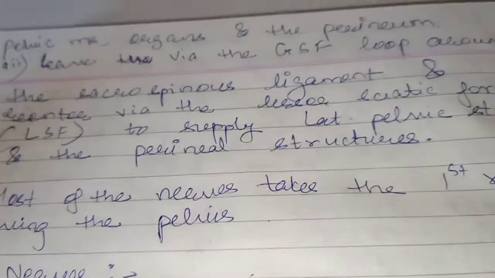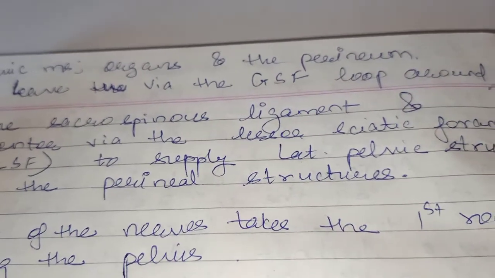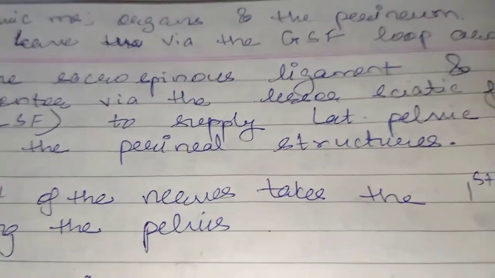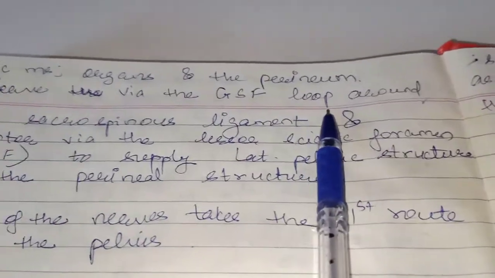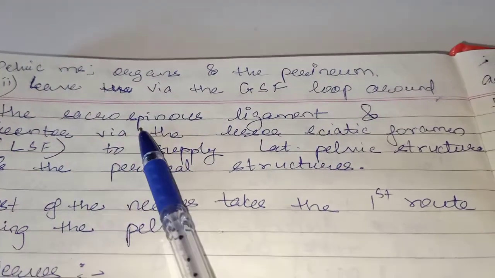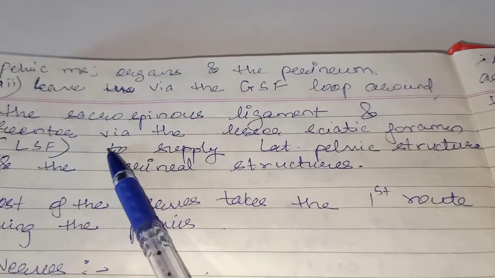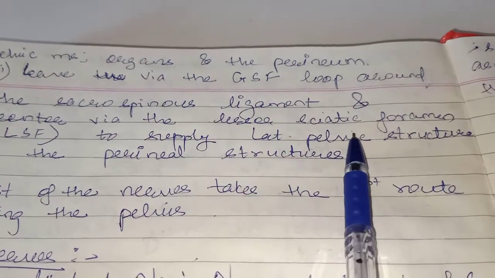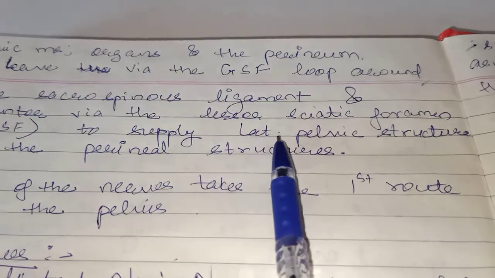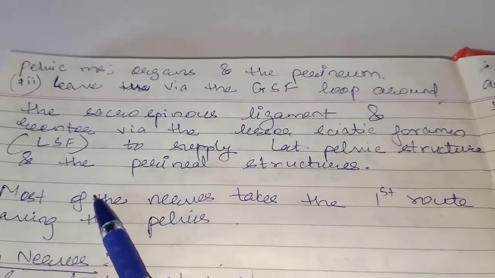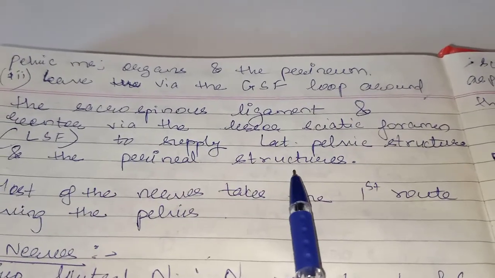The next is they leave via the greater sciatic foramina. So the nerves will leave via the greater sciatic foramina, loop around the sacrospinous ligament and enter via the lesser sciatic foramina to supply the lateral pelvic structures and the perineal structures.